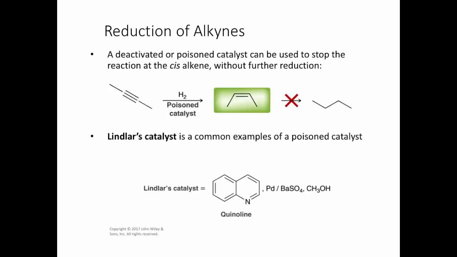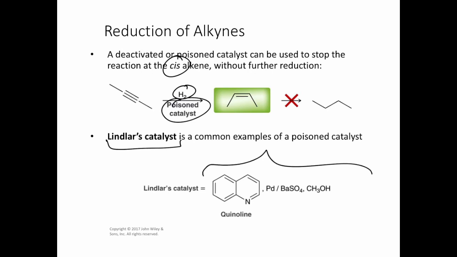Now you can actually stop the reduction at the alkene stage a couple of ways. The first is to use H2 with a poisoned catalyst. So a poisoned catalyst, such as Lindlar's catalyst, prevents the second reaction from happening at any appreciable rate. And importantly, you always are going to get a cis-alkene when you use H2 and a poisoned catalyst such as Lindlar's catalyst. And Lindlar's catalyst is a combination of all of these reagents: quinoline, palladium, barium sulfate, and methanol.